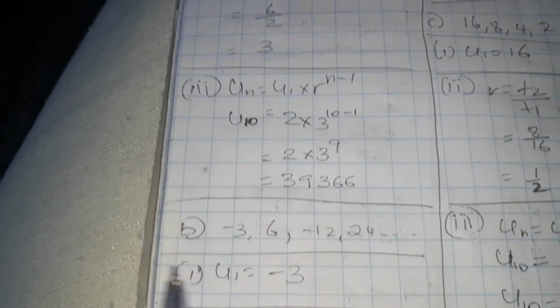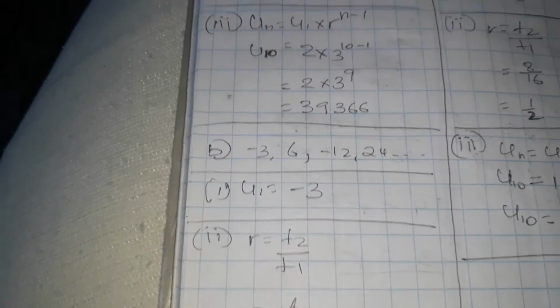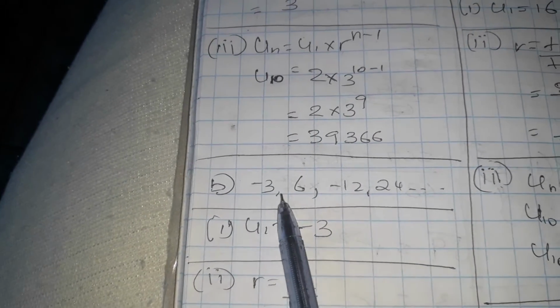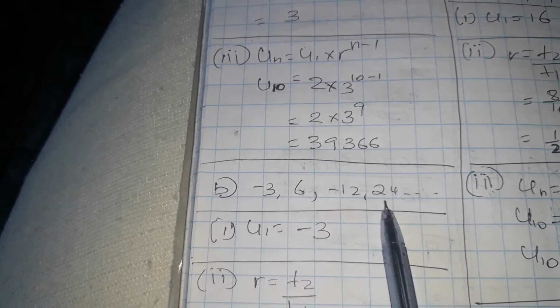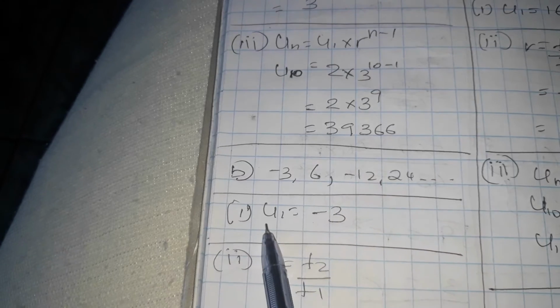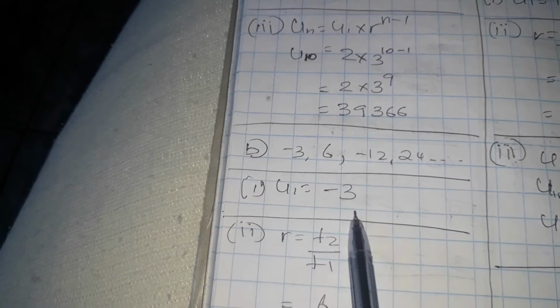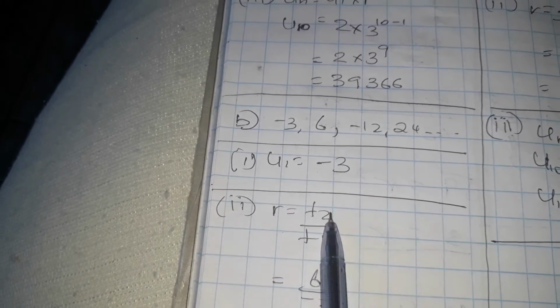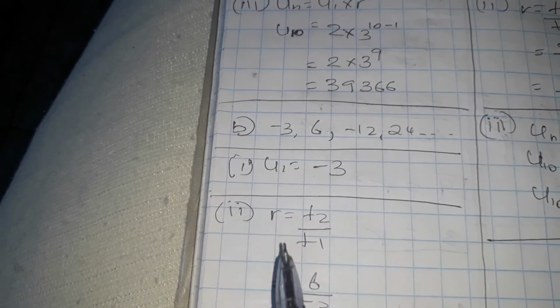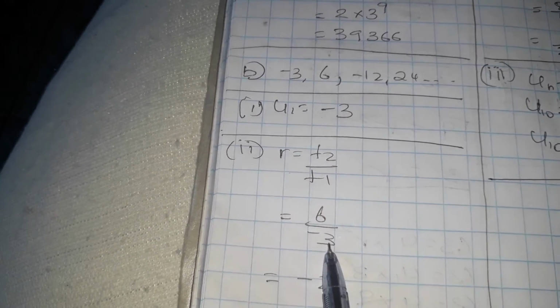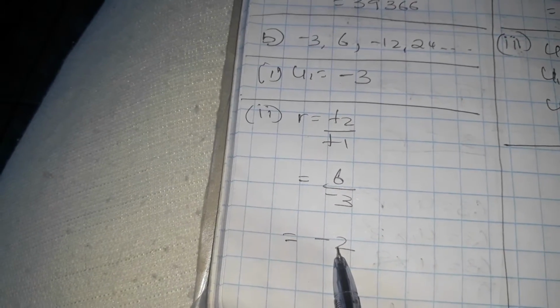Okay. Part B. My sequence was -3, 6, -12, 24. So my U1, that is my first term, is -3. The first term is the first element, right? Ratio, term 2 divided by term 1, which is 6 divided by -3. Your ratio is -2.